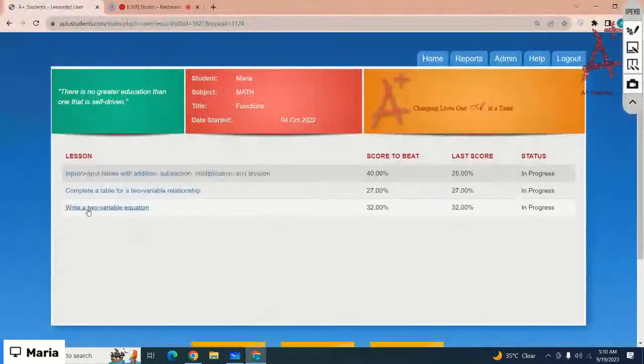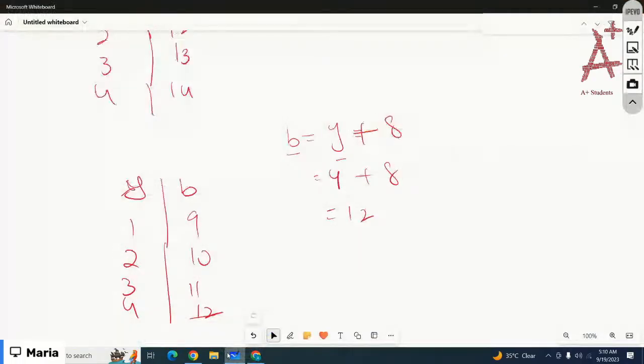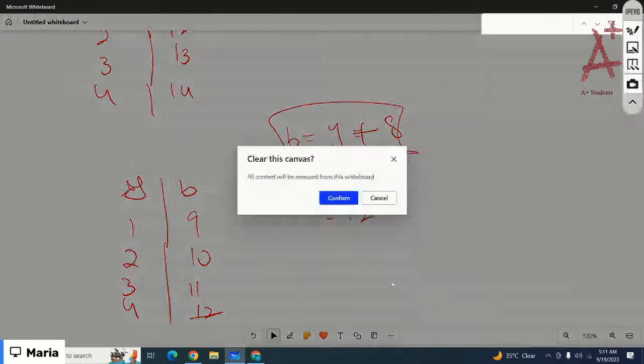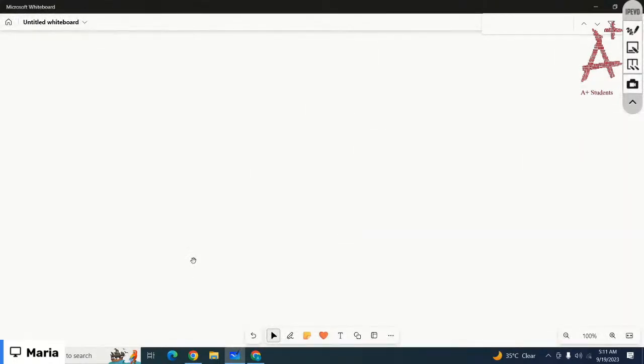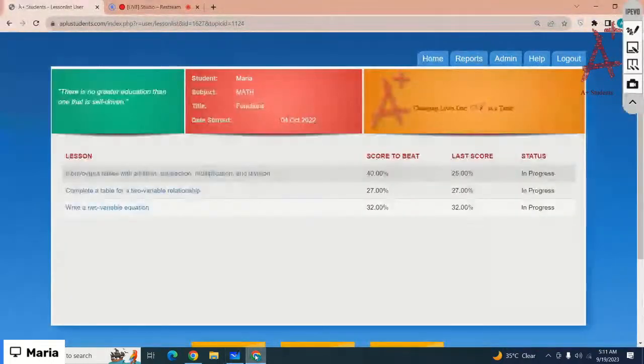Okay, the next lesson is write a two variable equation. Now you are given a table. You have to understand the relationship from the table, and in this case you are given the equations, right? But for the next one you are given the table, you have to find the relationship between them and you have to write the equation by yourself, right?